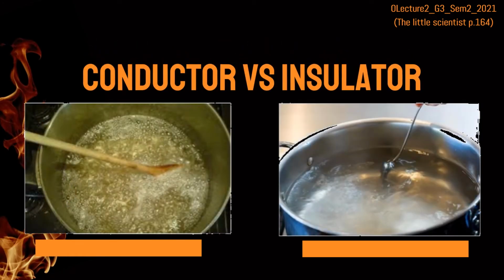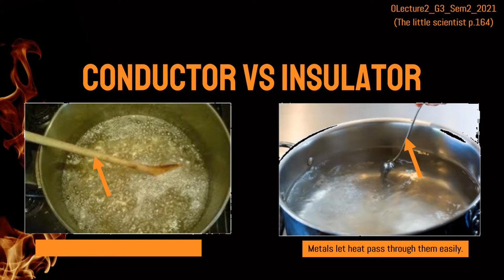Do all materials let heat energy move in the same way? We said that heat energy moves, right? But different materials let heat energy pass through them in different ways. Some materials are called conductors, such as metals, because they let heat pass through them easily, while wood, which is a thermal insulator, doesn't let heat pass through it easily.